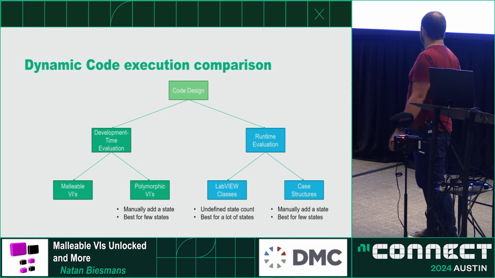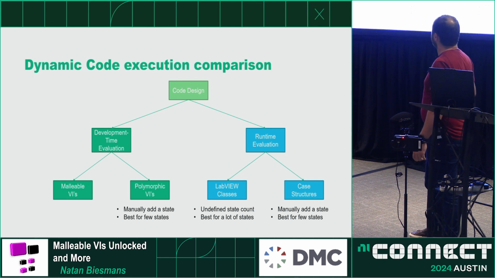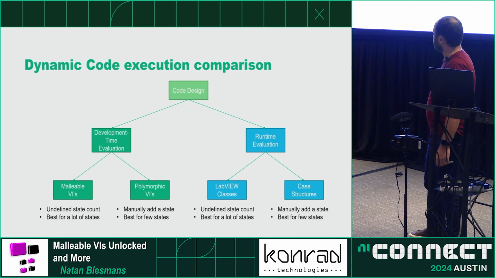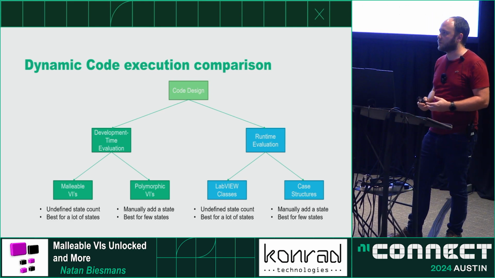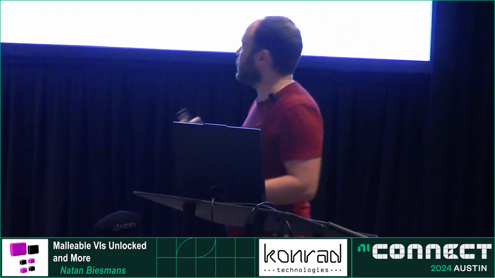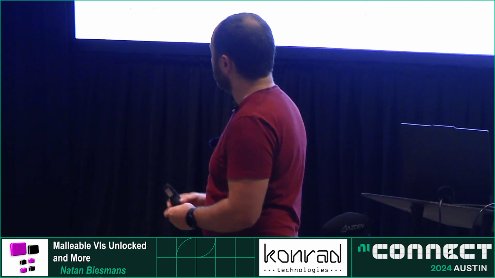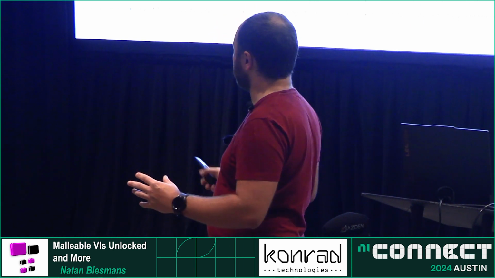And beside that, I think you guys are already seeing the pattern. Malleable VIs, so they're on the other side. They're best for when you have an undefined amount of states, where you don't really want to think about what data is going into it. It's just most data is fine, or only allow classes, or only allow numbers, complex numbers, real numbers, whatever. That's where they're great. So again, great for a lot of states.